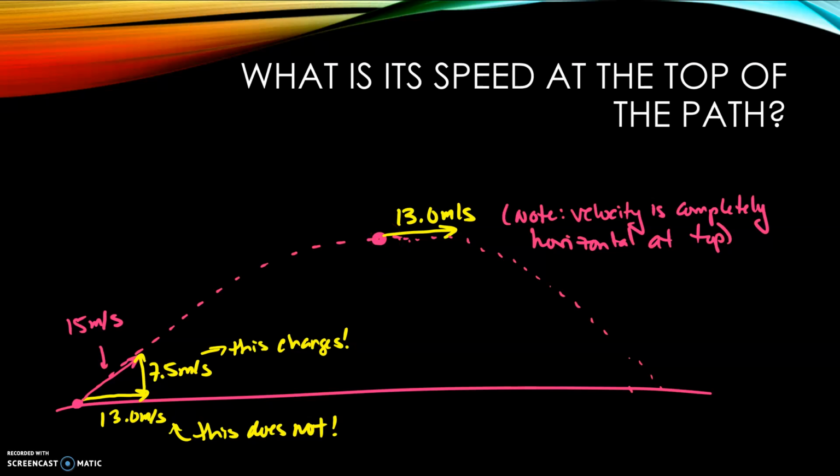Okay, so I think that's pretty cool. So at the top of the path, the speed's going to be equal to its horizontal velocity, and so it's just going to be 13 meters per second. There's no calculation you need to do for that. You just have to know this fact. Note that it doesn't stop. Okay, it still has that velocity, but it's just going to be this horizontal part.